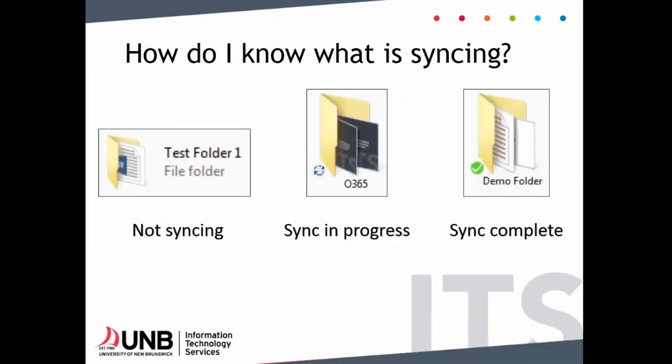I could use the icons. A folder that is not syncing has no little icon attached to it. If a folder is syncing and is in progress, it has a little circle with blue arrows going round and round. If my sync is complete, I get a green check mark. So I can use these to help me decide if I'm in a synced folder or not. But what about when I'm in a rush? This is a pretty small detail to have to watch out for.